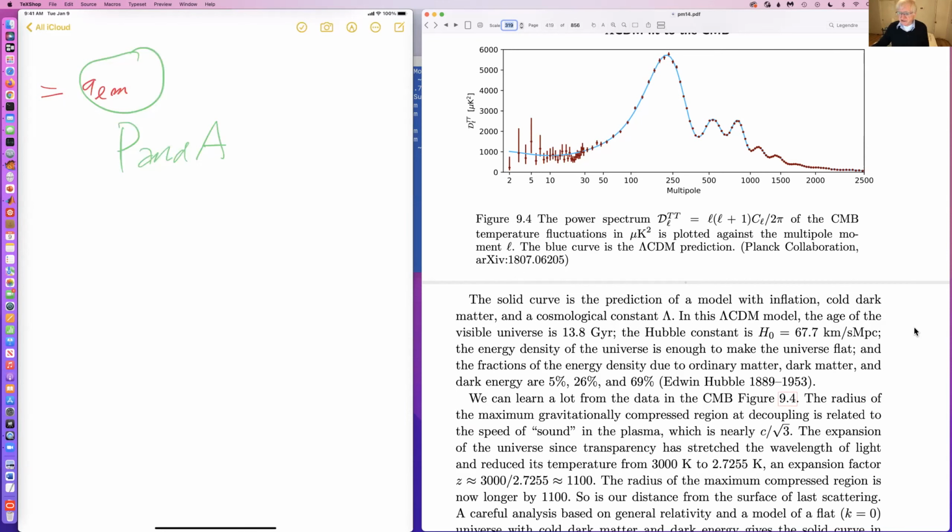As I said, the blue curve is a model of the prediction of inflation, cold dark matter, cosmological constant lambda. And in the Lambda CDM model, the age of the universe is 13.8 billion years. The Hubble constant is 67.7 kilometers per second per megaparsec. And a megaparsec is 3 million light years roughly. The energy density of the universe is enough to make the universe flat. And the fractions of the energy density due to ordinary matter, dark matter, and dark energy are roughly 5%, 26%, and 69%.